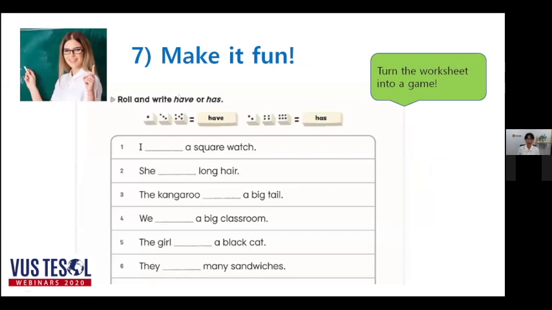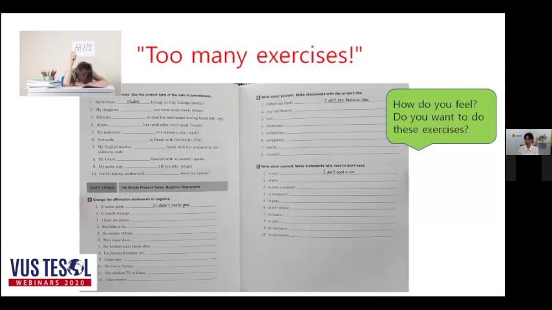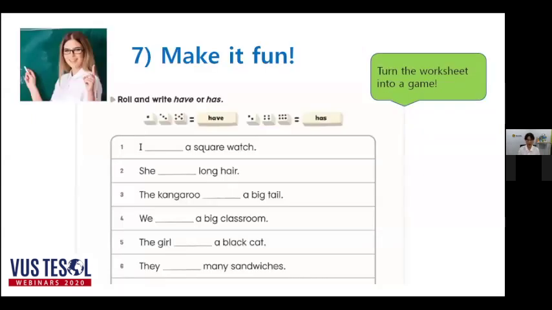Roll and write: have or has. So you need dice for this activity. It's a worksheet, just like this page, but you can turn that into a more fun activity. So if you get 1, 3, 5, then you have to use have. If you get 2, 4, 6, then you have to use has. Okay, understand the game?